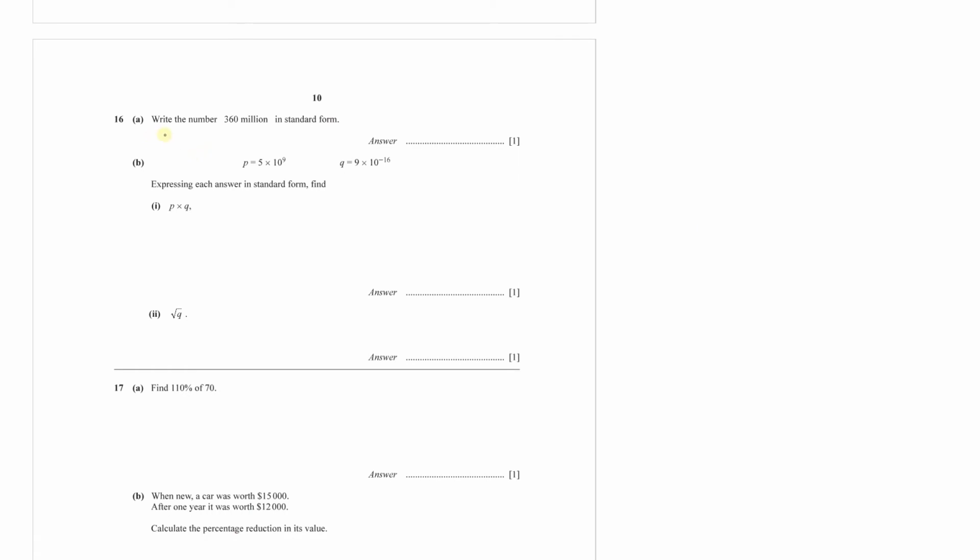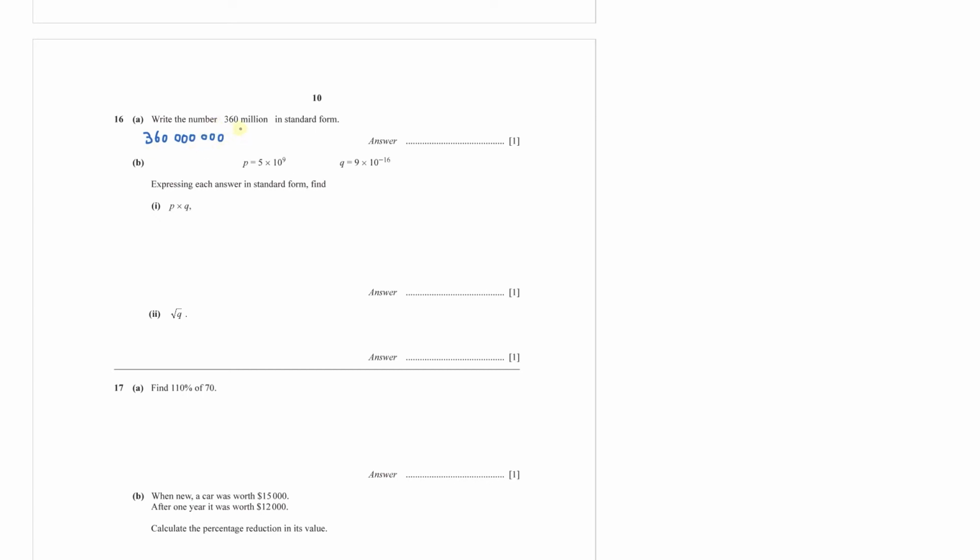So question number 16 is write the number 360 million in standard form. So 360 million would be 360, and then if I add three more zeros, I get 360,000. Then if I add three more zeros, I get 360 million. You can double check if you have written it correctly as well. So units, tens, hundreds, thousand, 10,000, 100,000, million, 10 million, 100 million. So this is actually 360 million.